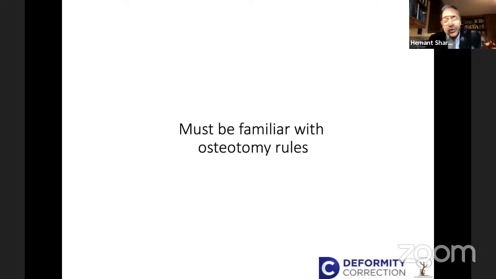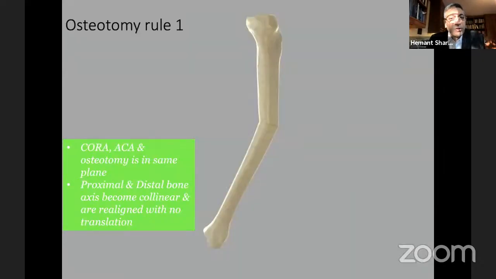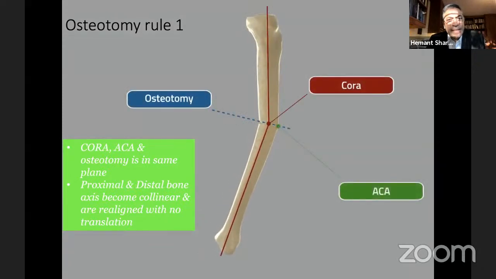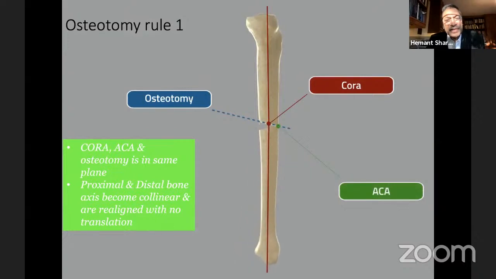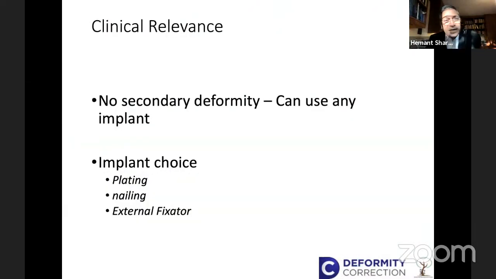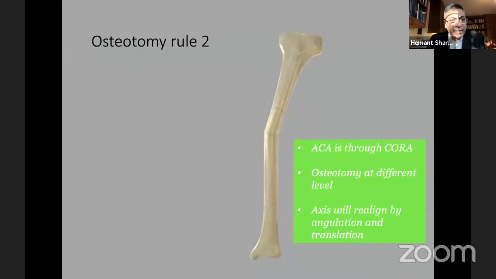You must be familiar with the osteotomy rules, and although you know it, I'll just run through it quickly. So osteotomy rule 1 is when your ACA, your CORA, and osteotomy are at the same plane, then you correct the deformity without any translation, and both the fragments become collinear and they are realigned. And this is an example of that with no secondary translation. The advantage is you can use any implant because there's no translation. So this is ideal if you can do that.